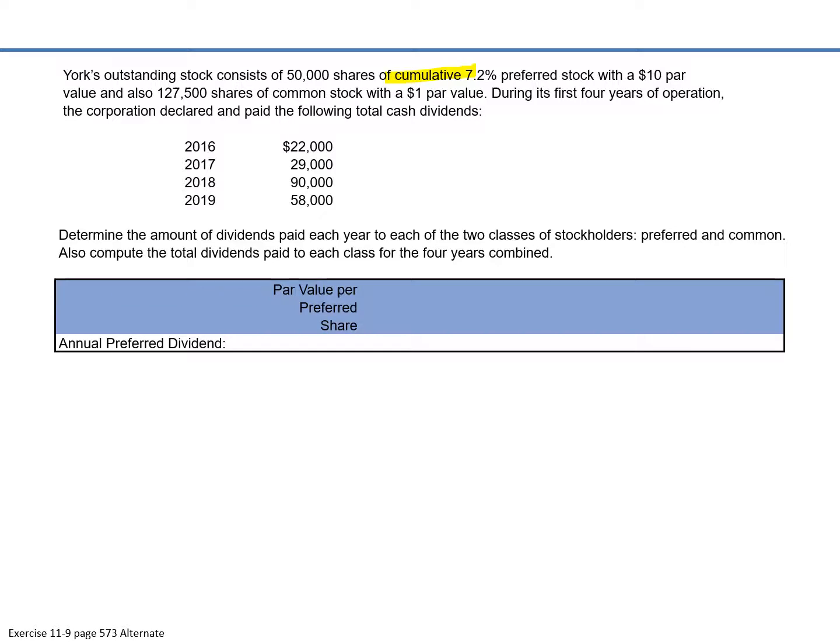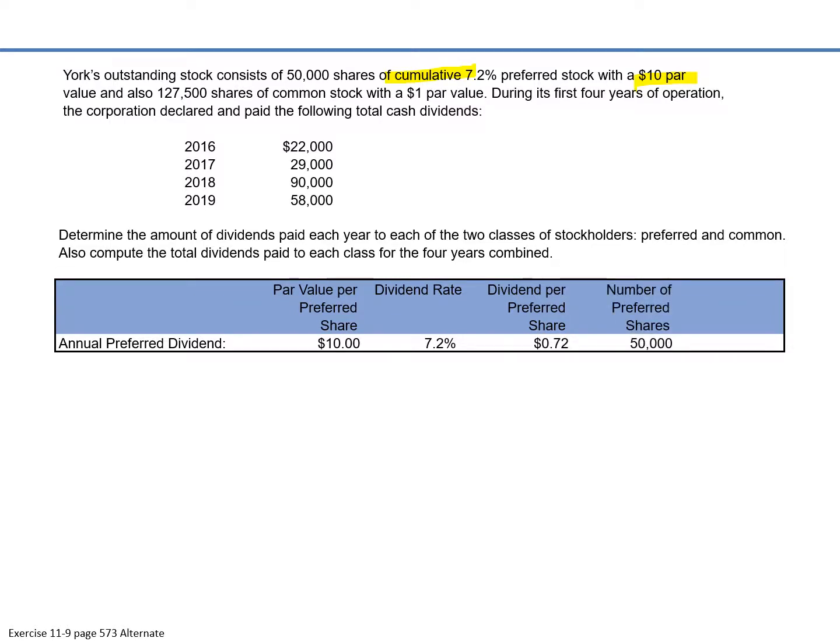All right, so hopefully you found this to be easy. Let's walk through it. The par value per preferred share is $10. They tell you that. The rate is 7.2%. They also tell you that. So $10 times 7.2% is dividends per share of 72 cents.